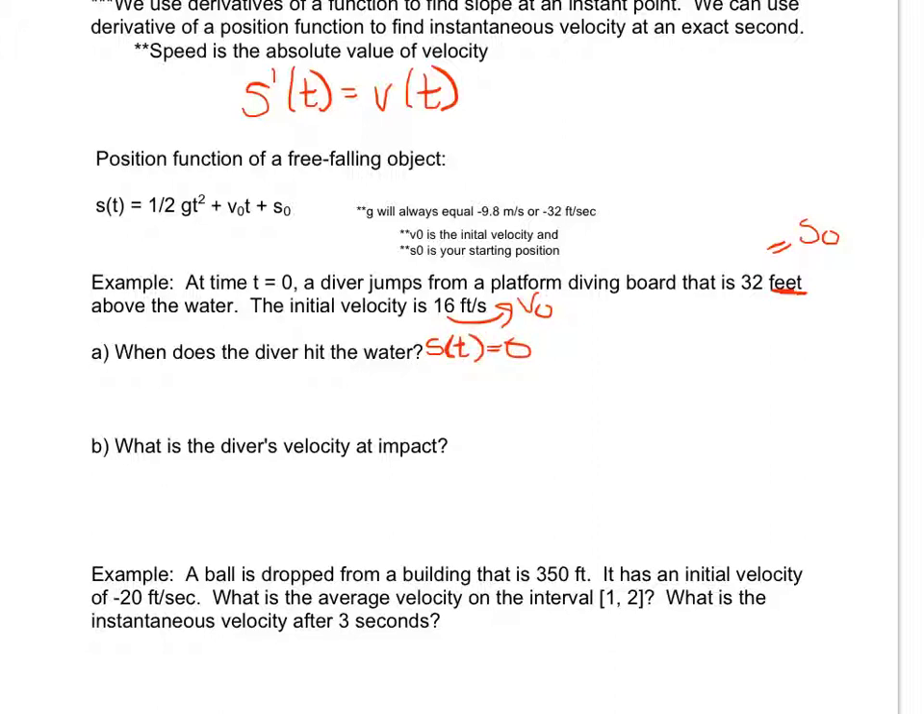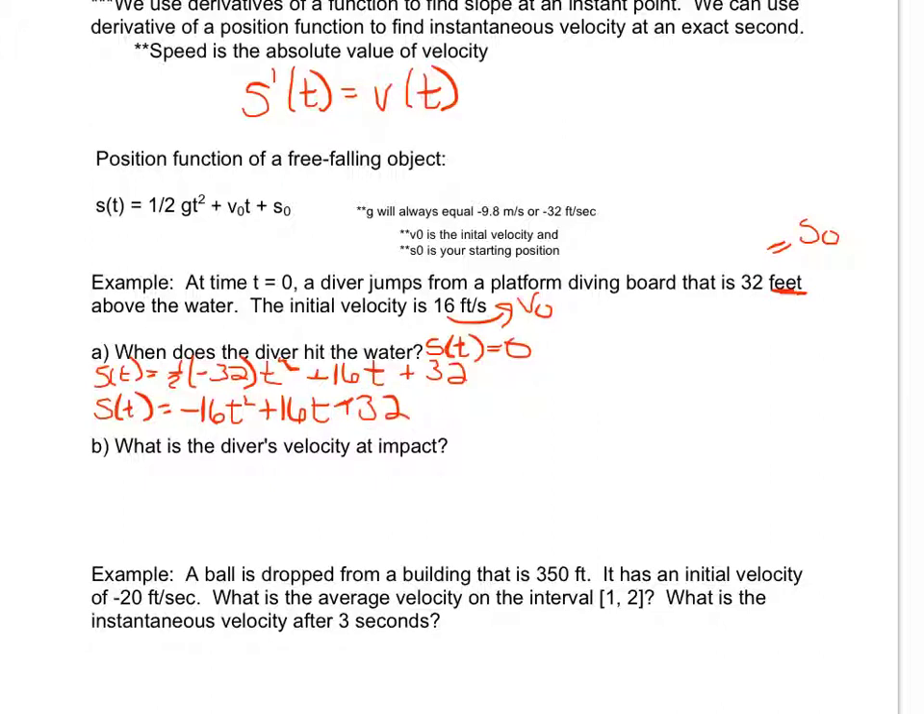So I'm going to go ahead and find my S of t function, and then I'll set it equal to 0. So S of t, according to my formula, is going to be 1/2 times g. I'm picking negative 32 because, again, my info's in feet. T squared. I don't want to plug t in because it's asking me when they hit the water, so that's what I'm going to be solving for. Initial velocity of 16, so plus 16t. Initial height of 32. So my s of t equals negative 16t squared plus 16t plus 32.